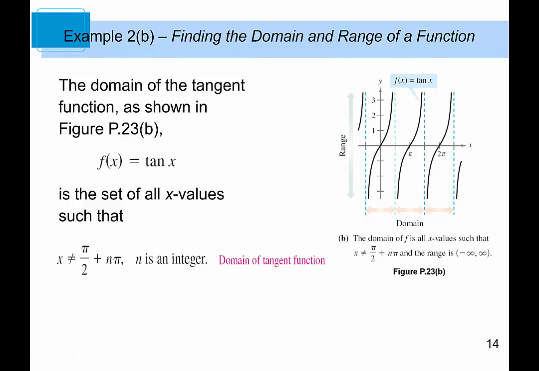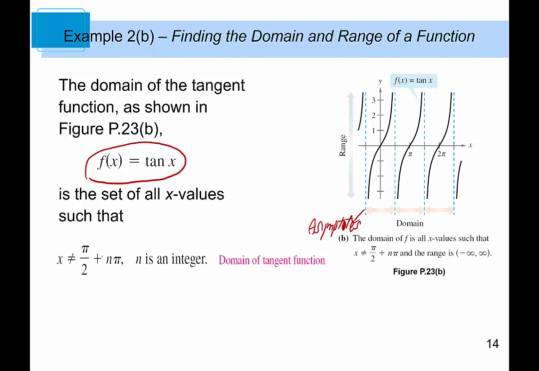And as you can see, this is the domain of the tangent function, f of x equals tangent of x. All of these dashed lines are what we call asymptotes. You see this in your pre-calculus class. Asymptotes are curves or lines which the graph gets infinitely close to but never touches.